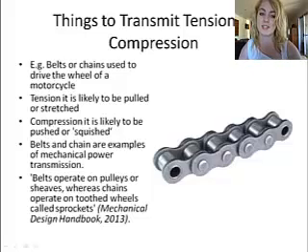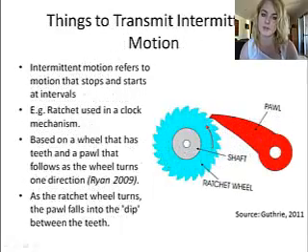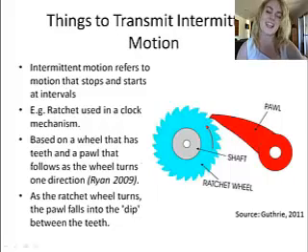Belts and chains are examples of mechanical power transmission. Belts operate on pulleys or sheaves, whereas chains operate on toothed wheels called sprockets. The change in belt or chain tension or compression engages and disengages power flow.